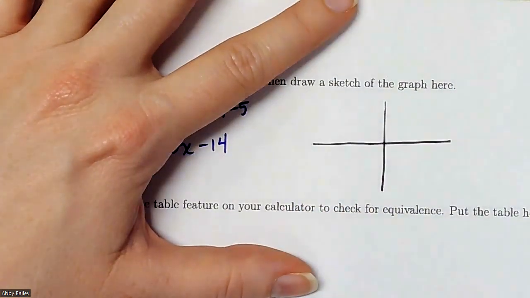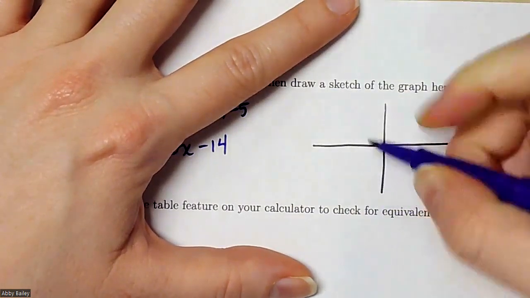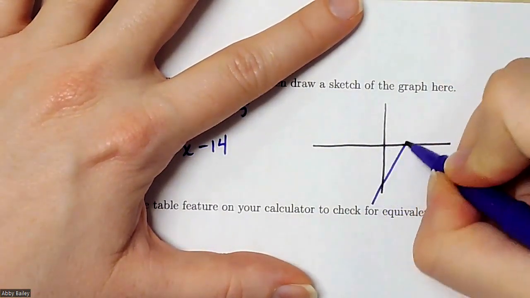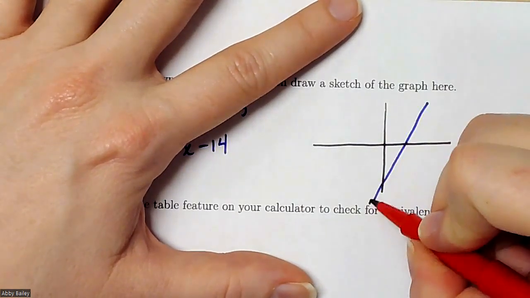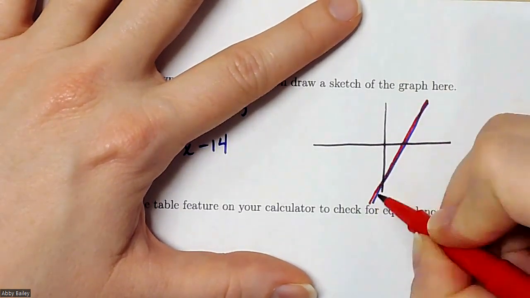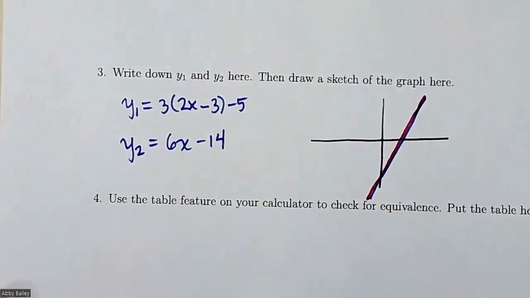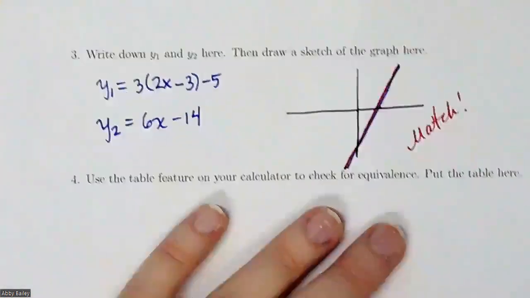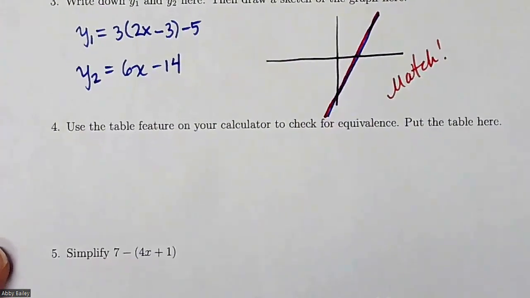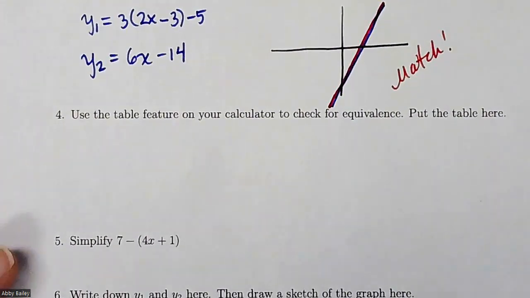I remember it did the blue line, something like that. And here comes the second one. It's the red line and it's right on top of it. Match. Done. Use the table feature on your calculator to check for equivalence.